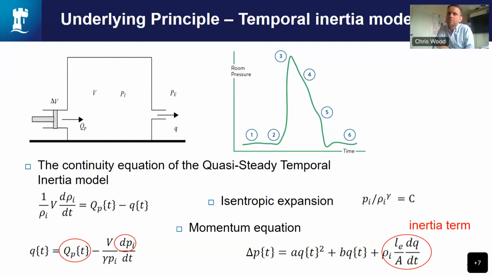So if we're able to measure the pressure change within the building, and we know something about the flow going into the space, we can work out the leakage from the space. Now, this momentum equation, which looks at the change of pressure, has three components.